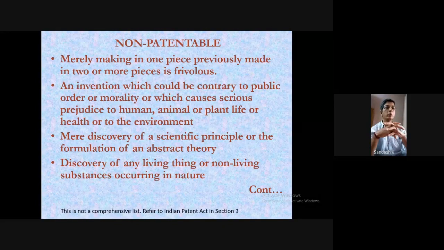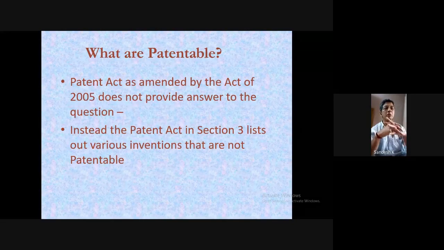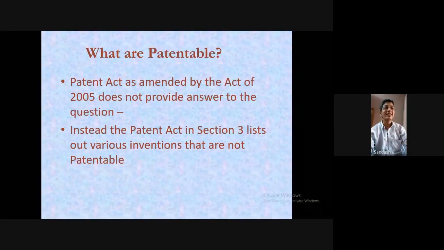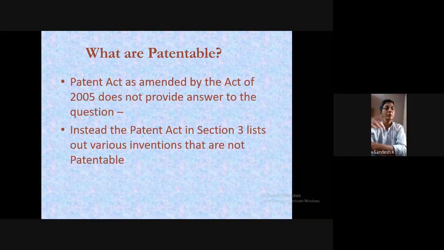An invention which could be contrary to public order. That means if you are going to make, say, a virus. Now China has already done a virus, and everybody believes it is from China. So if you want to get a patent for that, or say a bomb, which causes serious injuries to life, plant life, animal life, human life, then it is not patentable. And a scientific principle or a formulation or some equation, if you develop an abstract theory, it is not patentable.